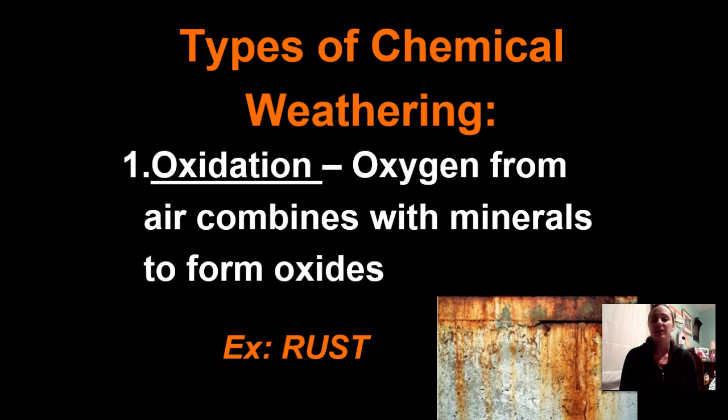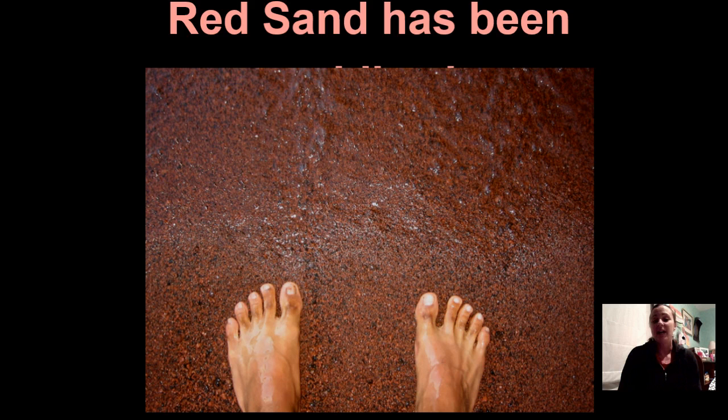There's two or three different types. One is oxidation. Now, this is when oxygen from the air combines with the minerals inside that rock, and it actually oxidizes. And we know this commonly as rust. You've seen it on the sides of buildings, you've seen it in many different areas, but rust is an example of chemical weathering. Red sand has been oxidized.